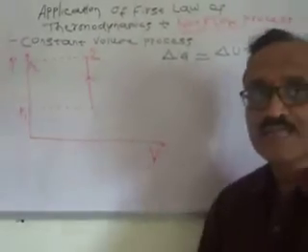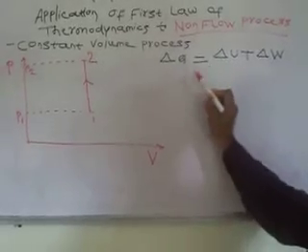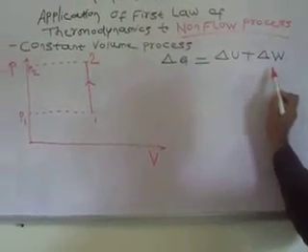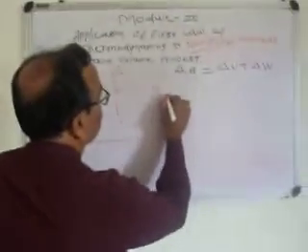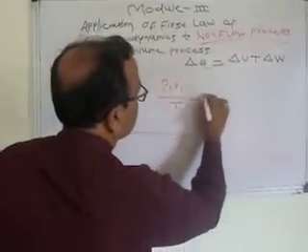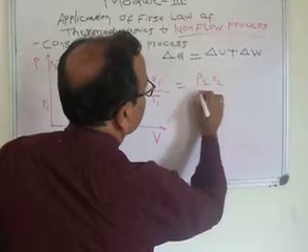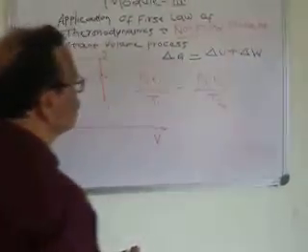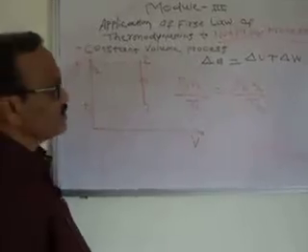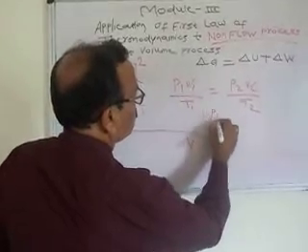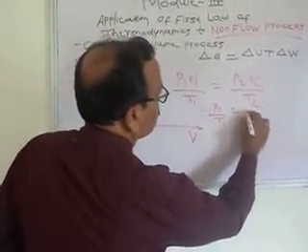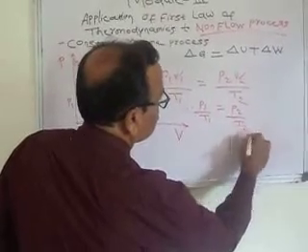So this is the mathematical expression for the first law of thermodynamics: delta Q is equal to delta U plus delta W. Now let us apply the pressure volume temperature relationship for state 1 and state 2. So P1 V1 by T1 is equal to P2 V2 by T2. As this is a constant volume process, the volume is going to cancel. So P1 by T1 is equal to P2 by T2.